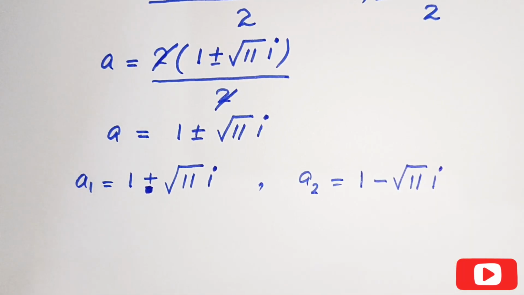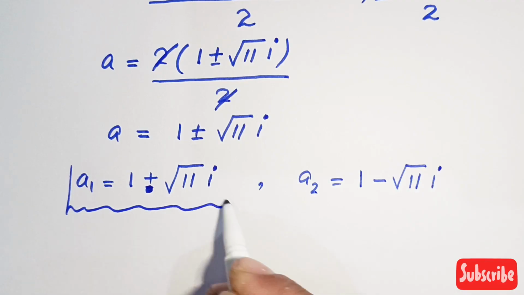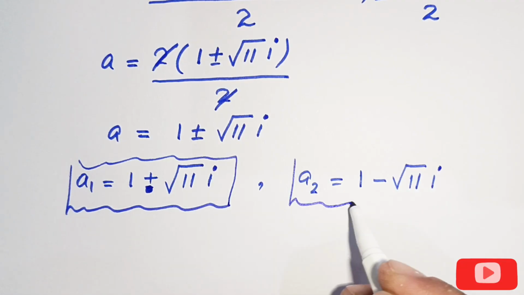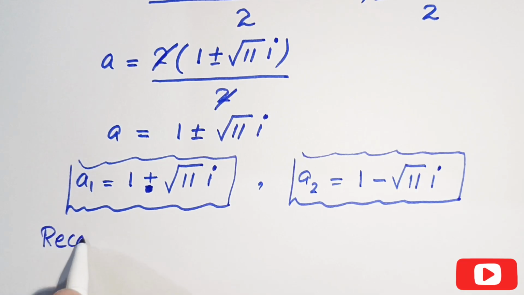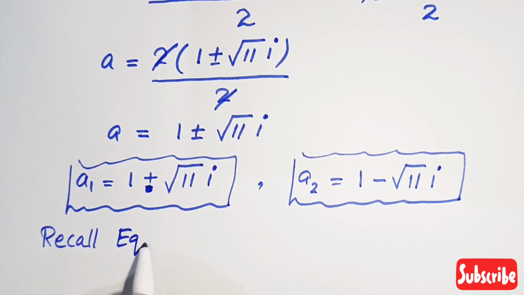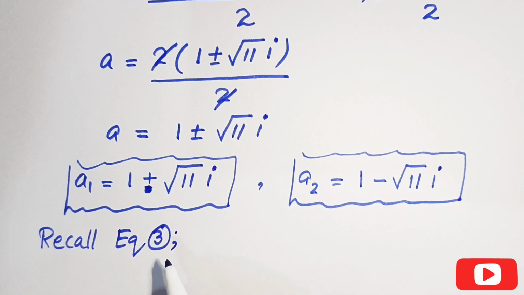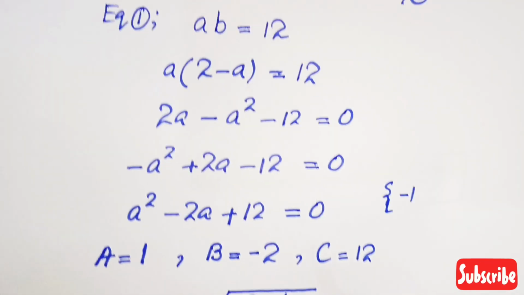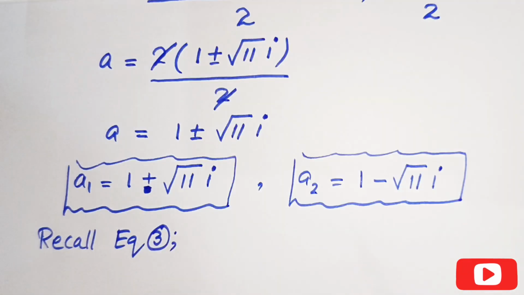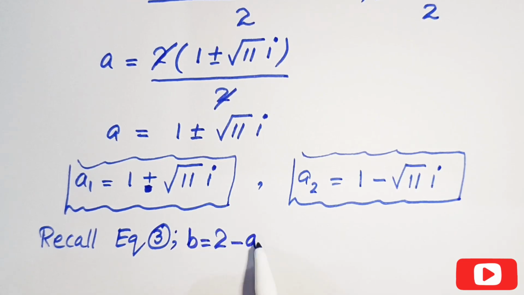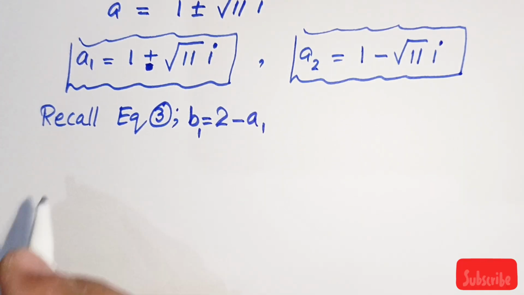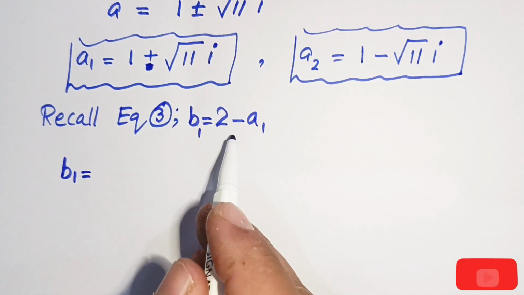So now we are going to find the value of b by putting the value of a1 in equation 3, and similarly a2 in equation 3. Now recall equation number 3. Our equation 3 is b is equal to 2 minus a. So here a is a1, then b will be b1. Now b1 is equal to 2 minus a1.